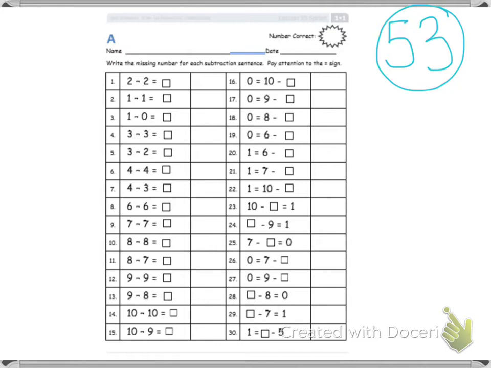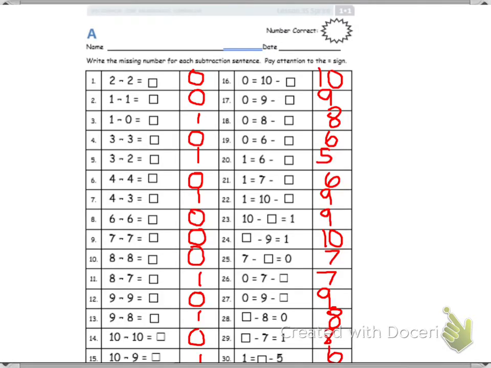Alrighty, guys, time is up. Time is up. So now I want you to get out a crayon. Get out a crayon, please, and let's go over it.